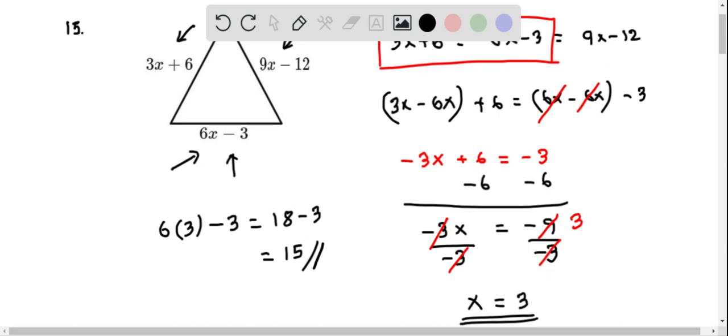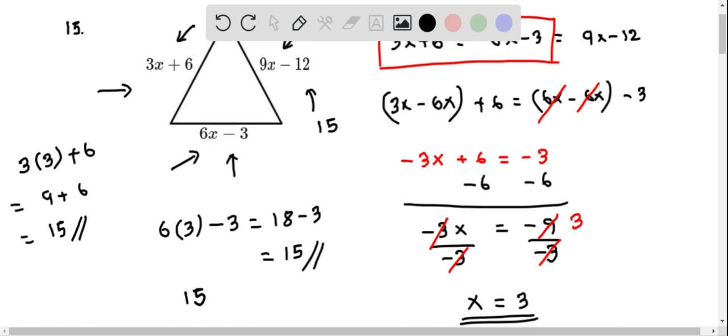We can in fact verify by plugging into one of the other sides. Suppose I plug into this side: this becomes 3 times 3 plus 6, which is 9 plus 6 equals 15. So here also the side length is 15. In fact, when you plug into the remaining side, we will also get the side length as 15. Therefore the side length of this equilateral triangle is 15, and this means choice B is correct.